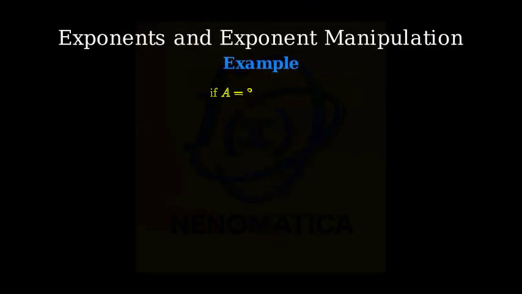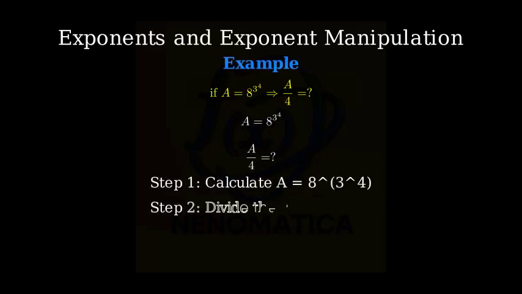Let's look at our example. If a equals 8 raised to the power of 3 raised to the power of 4, find a divided by 4. First, let's understand what we're being asked to calculate. We have a equals 8 raised to the power of 3 raised to the power of 4. And we need to find the value of a divided by 4. Our approach will be to first find the value of a by evaluating 8 raised to the power of 3 raised to the power of 4, and then divide the result by 4.